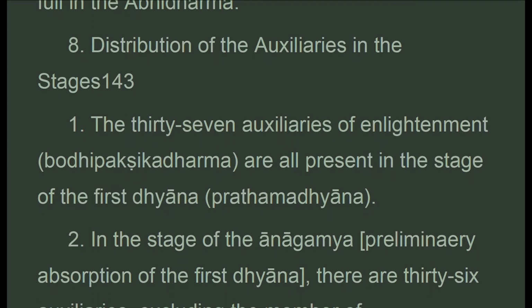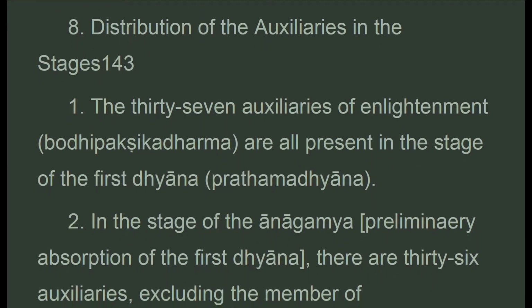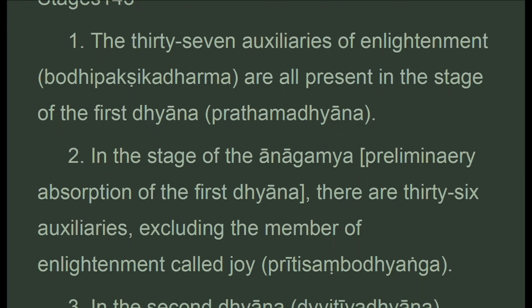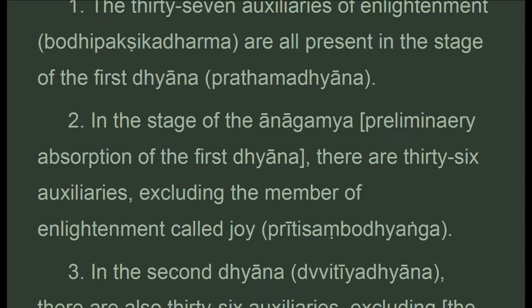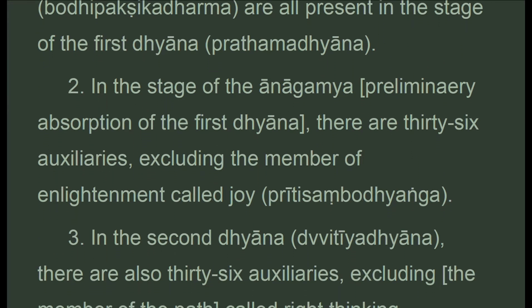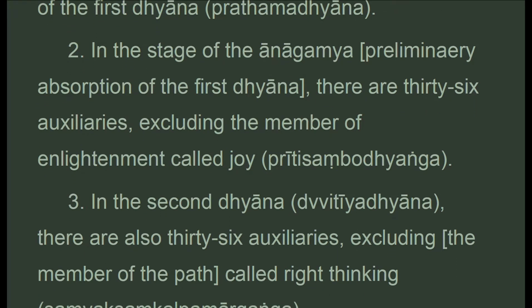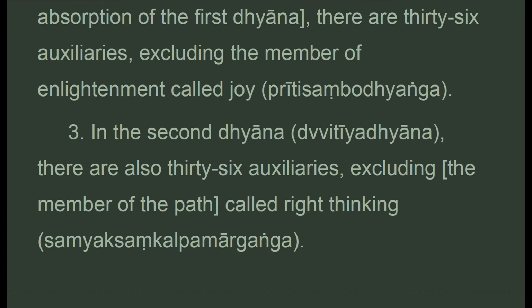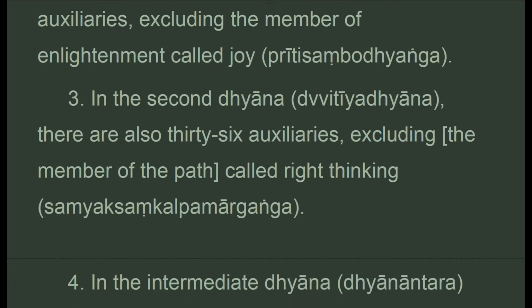2. In the stage of the anagamya preliminary absorption of the first dhyana, there are 36 auxiliaries, excluding the member of enlightenment called joy. 3. In the second dhyana, there are also 36 auxiliaries, excluding the member of the path called right thinking.